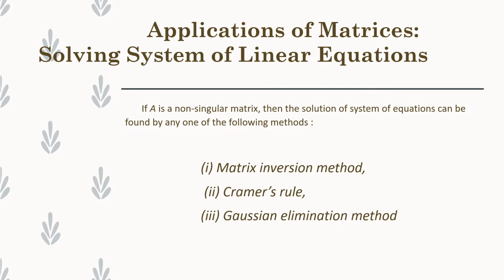If A is a non-singular matrix, then the solution of system of equations can be found by any one of the following methods. That is, we are having three methods. First one is matrix inversion method. Second one is Cramer's rule. Third one is Gaussian elimination method.